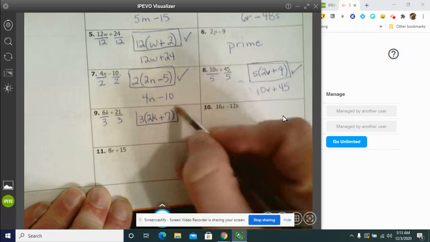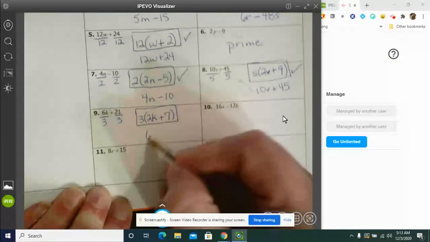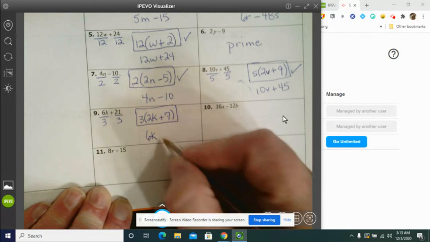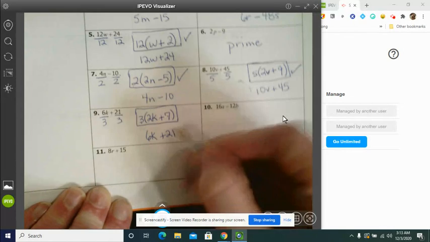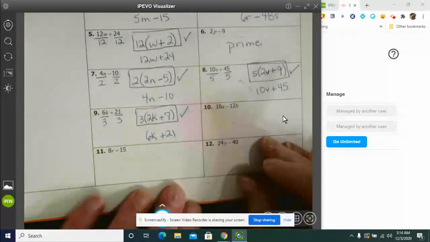So I'm going to put my square around it. 3 times 2k becomes 6k. 3 times positive 7 becomes 21. And that checks because that's exactly what I have right here. All right, the next one.